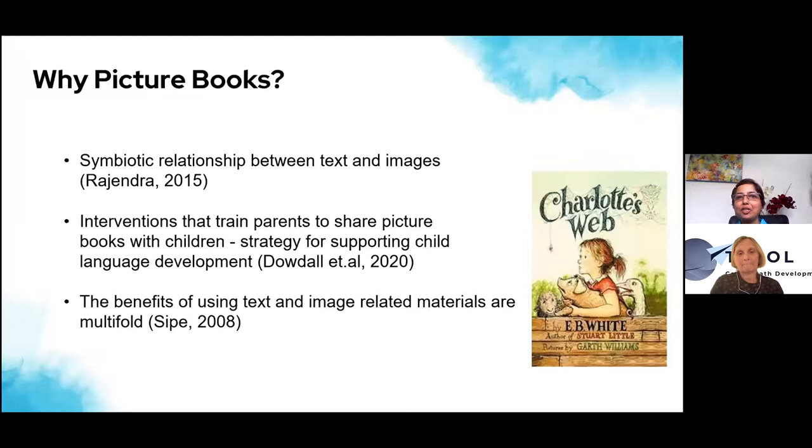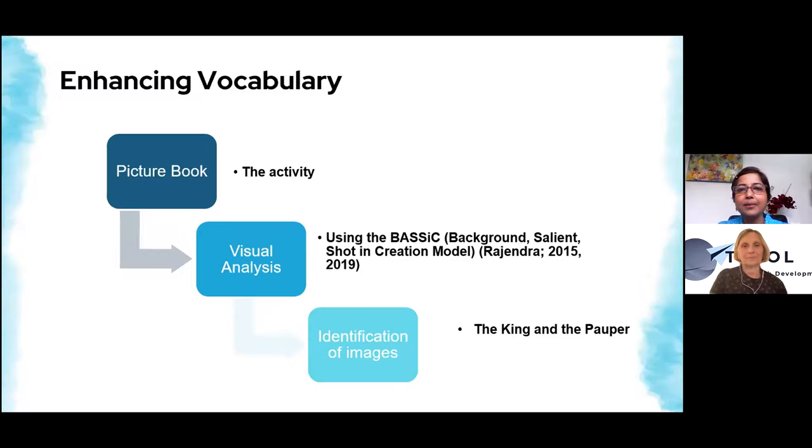There is a symbiotic relationship between text and images. Interventions that train parents to share picture books with children are a strategy for supporting child language development. The benefits of using text and image related materials are multiple. And there are just tons of research supporting why picture books are such important elements in the classroom.